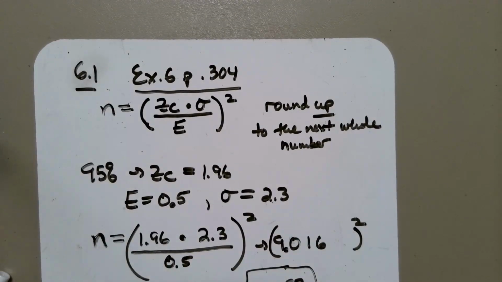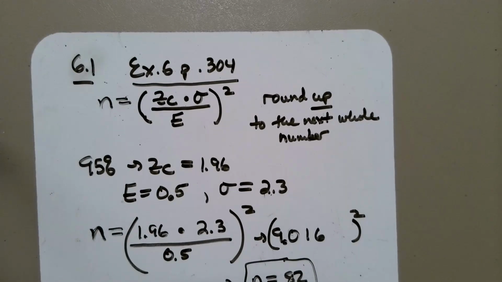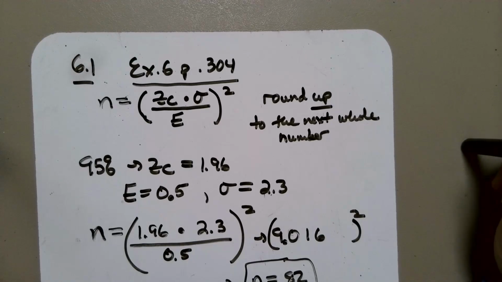Okay, so we're going back through 6.1, example 6, page 304, and we have to go back and get all the data from examples 1 and 2, which is kind of a pain. I'm sorry about that. So in example 6, it says the researcher from example 1 wants to estimate the mean number of hours spent on required athletic activities by all student athletes in the conference.